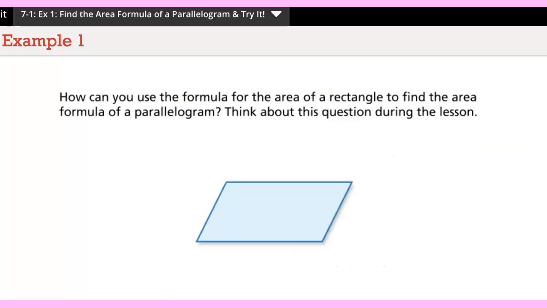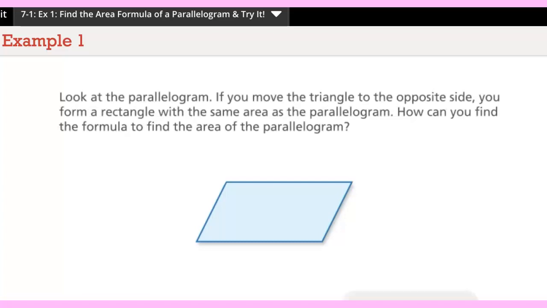Use the area of a rectangle to find the area formula of a parallelogram. Think about this question during the lesson. Look at the parallelogram. If you move the triangle to the opposite side, you form a rectangle with the same area as the parallelogram. How can you find the formula to find the area of the parallelogram? To compose the rectangle, you first decompose the parallelogram into a triangle and a trapezoid.